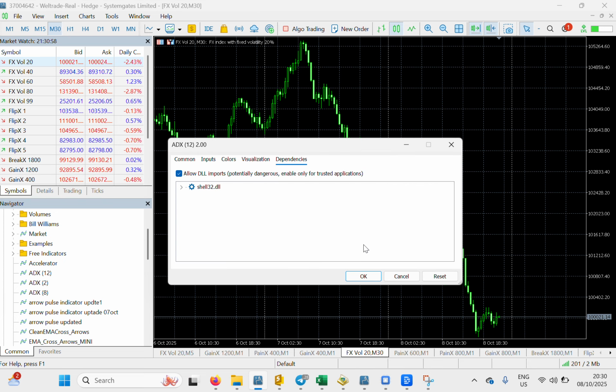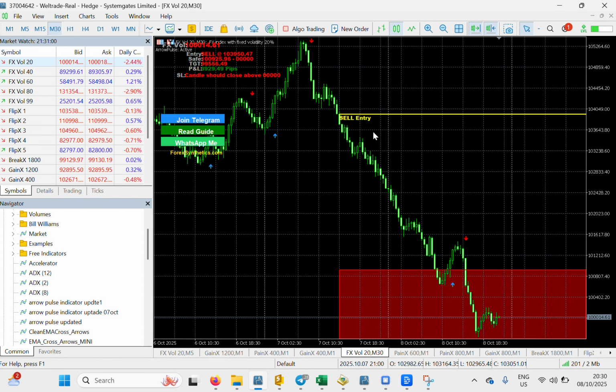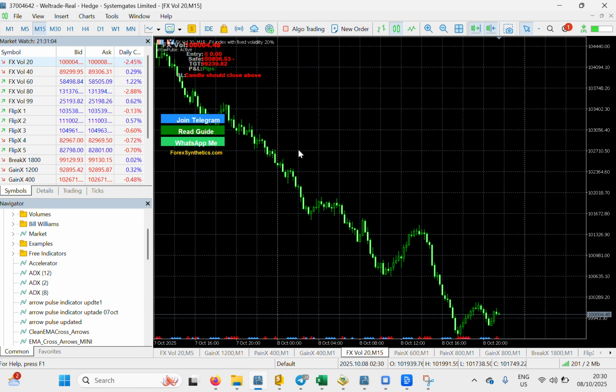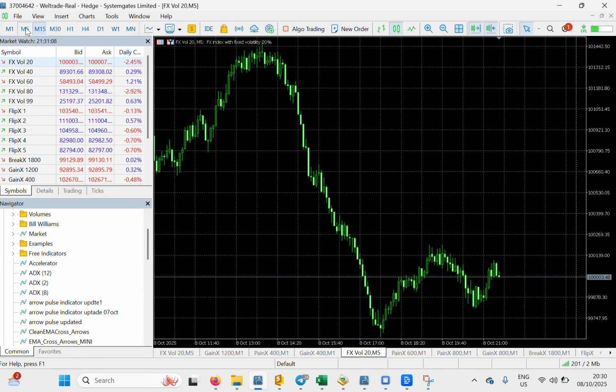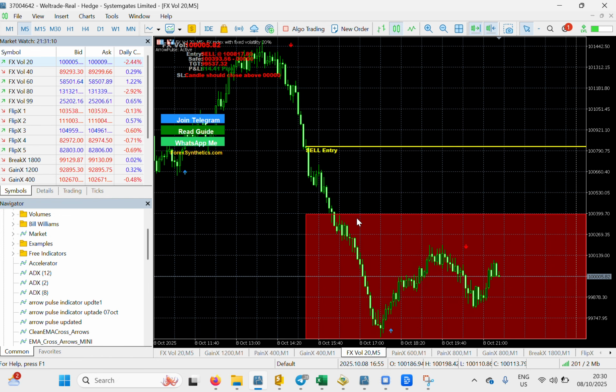I think I entered it. You see there was a sell entry there. M15, same thing, it was there, just that it lost the memory. Even on M5, the same thing was there, as you can see. I think I also entered this one.